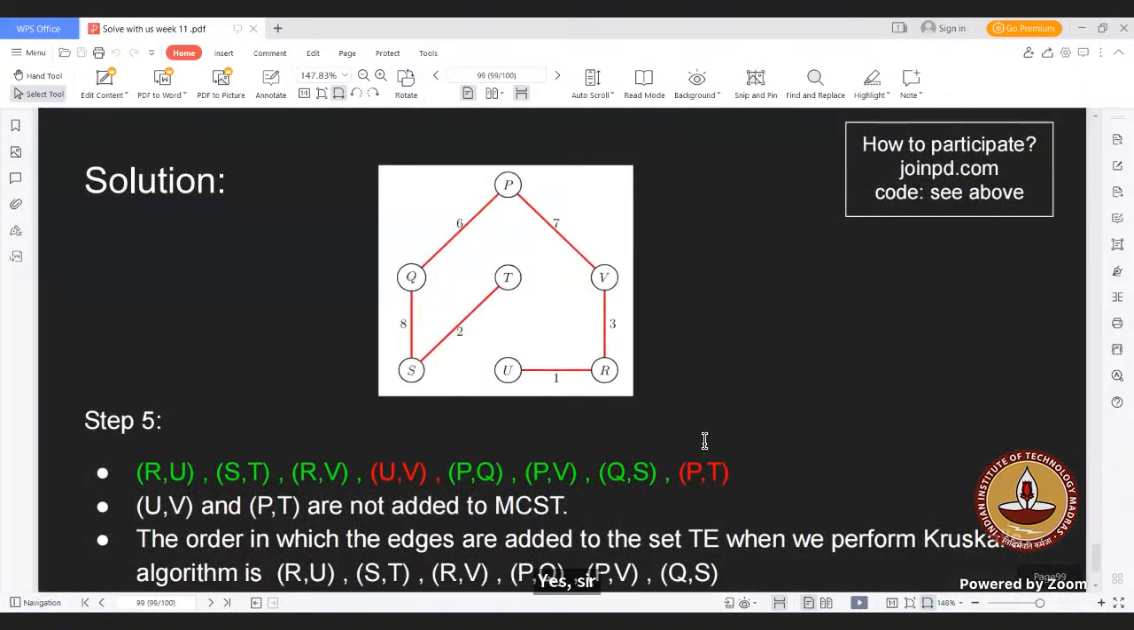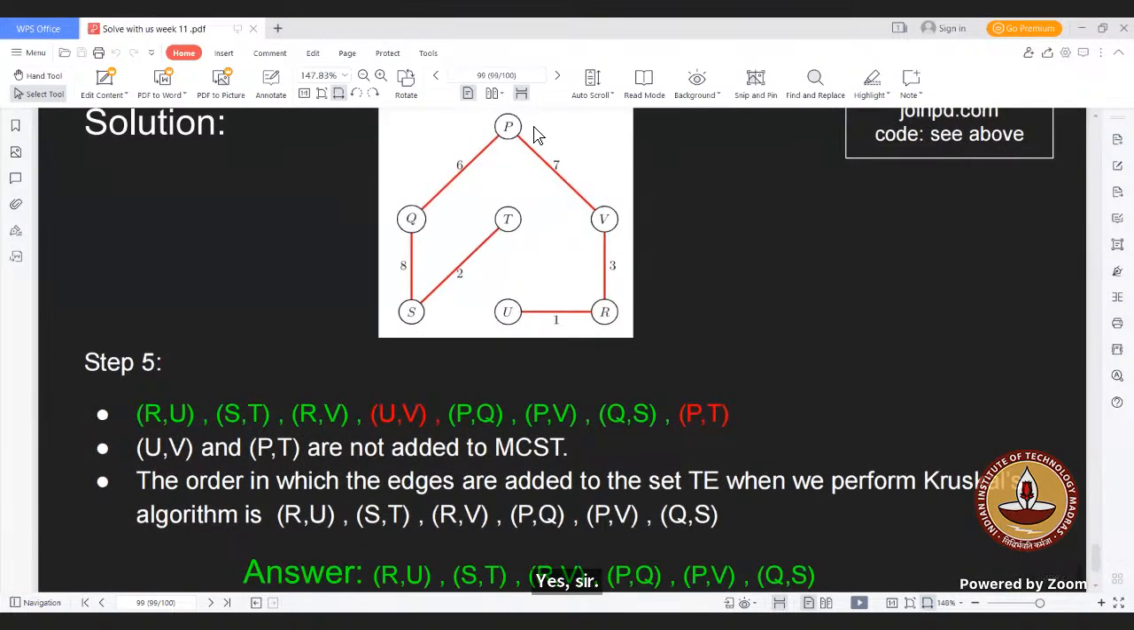It has to be always like that only. It should never be like VP instead of PQ. You can say UR instead of RU, that doesn't matter. But the order of these edges can't be interchanged. For example, ST can't be at the last, or at the fourth or third position.